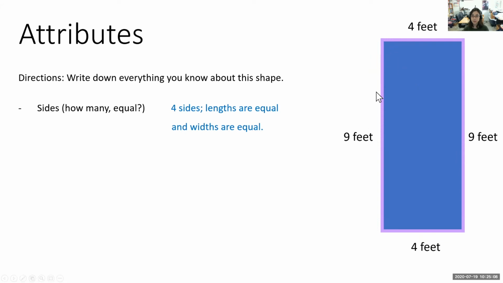Well, we see that the side on the left has 9 feet, and the side on the right also is 9 feet. So we know that these 2 sides are going to be equal because they both have 9 feet. If we take a look at our top and bottom ones, we see that both of these are 4 feet, which means that these are equal to each other. So our answer will be that there are 4 sides for the shape, and the lengths are equal and the widths are equal. So the lengths are equal to each other and the widths are equal to each other.